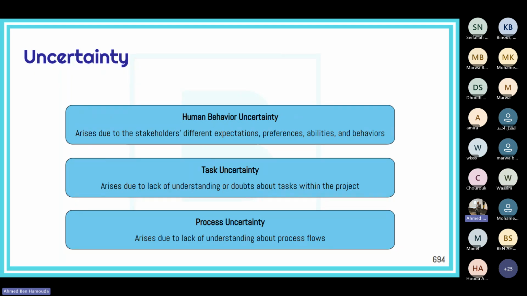We could talk about process uncertainty because, for example, the process is not quite understandable. Due to the lack of understanding of the process or how the process flows, we're talking about a process uncertainty. We can also talk about a task uncertainty, because we have doubts with the task, the instructions are not clear or are not understood. Then we're talking about a task uncertainty.